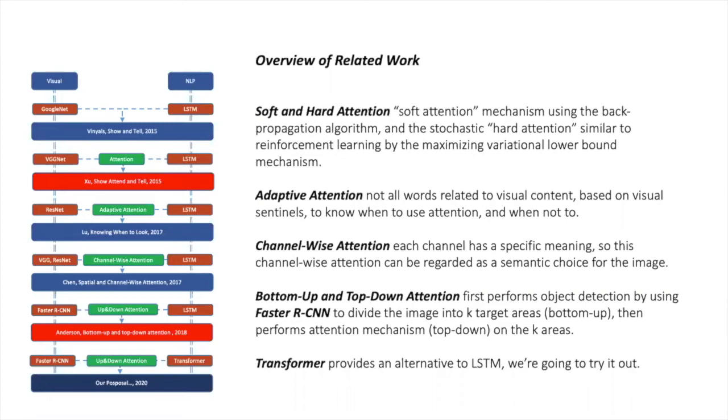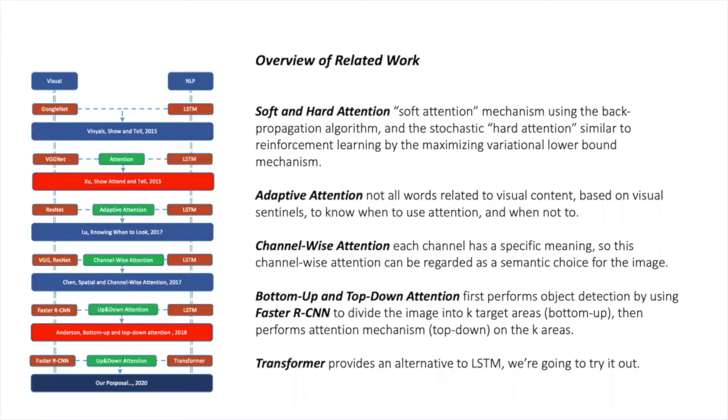from it. In the next 2 years, adaptive attention and channel-wise attention were introduced. Adaptive attention just uses the attention when it is needed. And the channel-wise attention uses more than one attention on one image to extract more data from the image. And finally, we get the bottom-up and top-down attention. This one uses Fast R-CNN to perform object detection first and divide the image into K target areas, and then perform attention on the K target areas rather than on the whole image. It gets a significantly better result compared to the previous work.